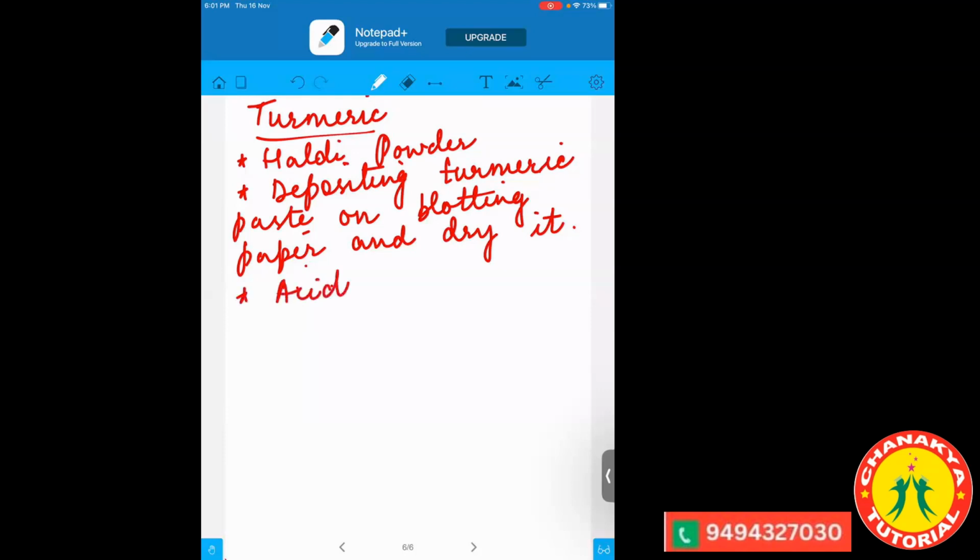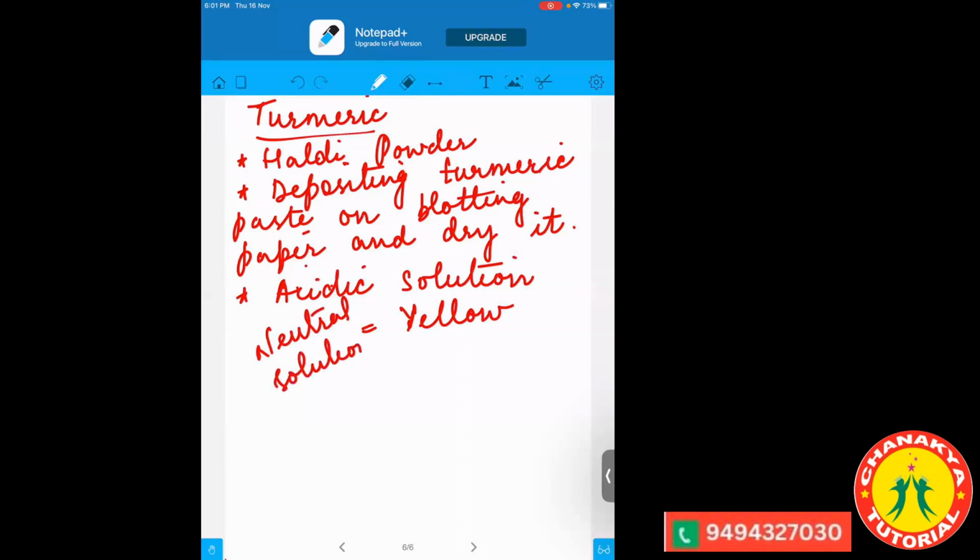Now, when we do the experiment with the acidic solution, it remains yellow only. So in the neutral condition as well as in the acidic condition, there will be no change, and hence it remains the same yellow in color. So in neutral solution, no change will be there. In acidic solution, no change and it will be yellow in color. Whereas in the basic solution condition, if we take any base, then what happens? This yellow color of the turmeric will change into the red color.